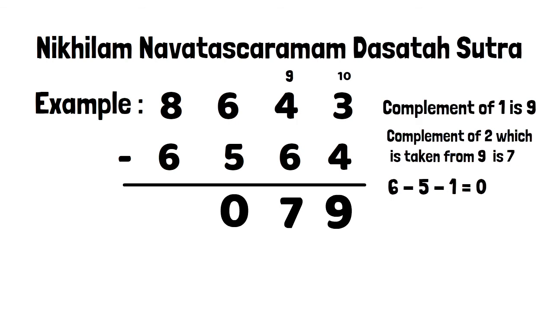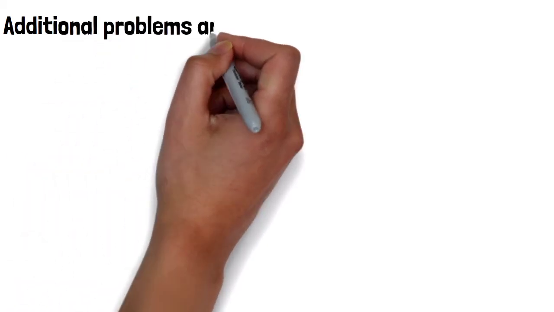Let's move to the last column, the fourth column. 8 is greater than 6. So subtract 6 from 8, which gives us 2. That's all we have to do, and the answer is 2079. Hope you have understood this subtraction method.